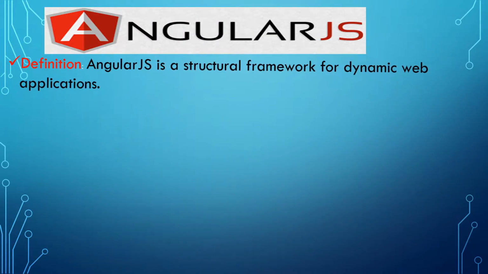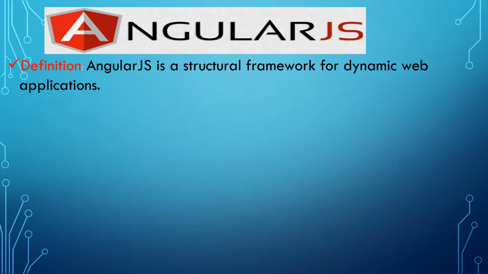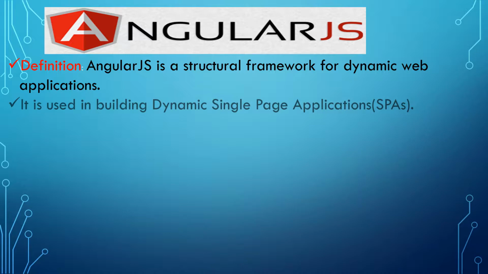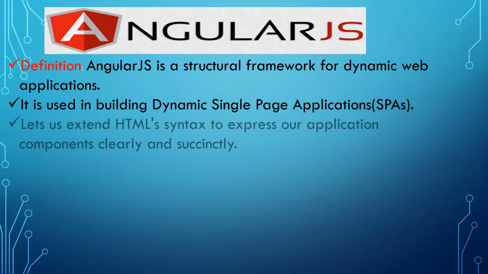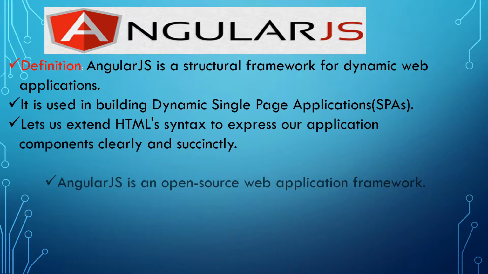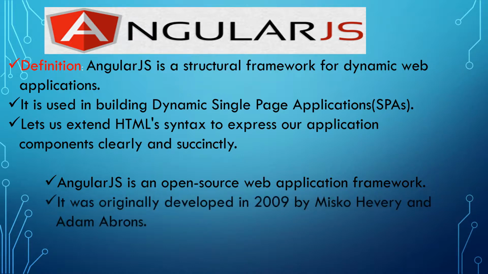Angular JavaScript is a structural framework for dynamic web applications. It lets us use HTML as our template language, and it is used in building single-page web applications. It is an open source platform where everyone, that is, users and developers, can share their ideas and develop the platform. It was originally developed by Harvey and Adam. It's now maintained by Google.